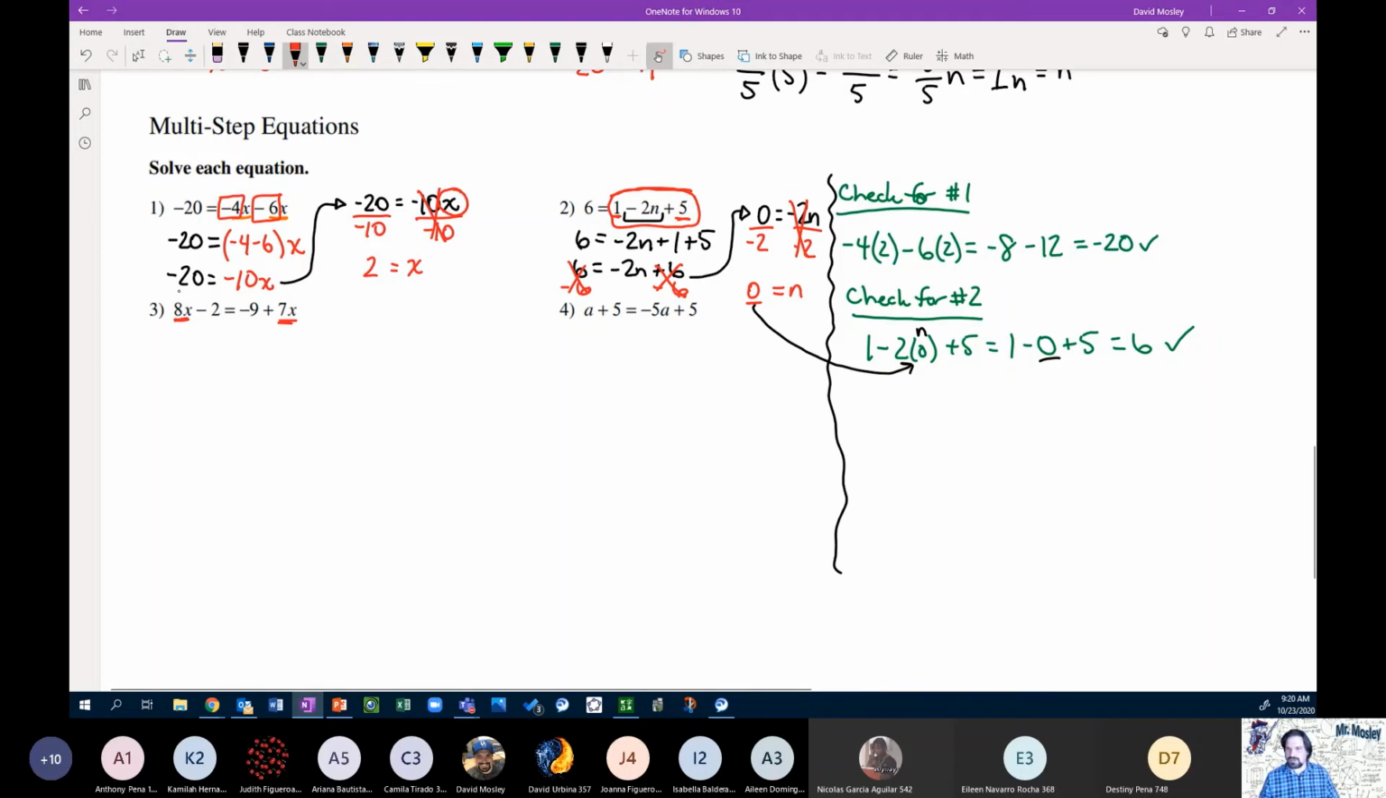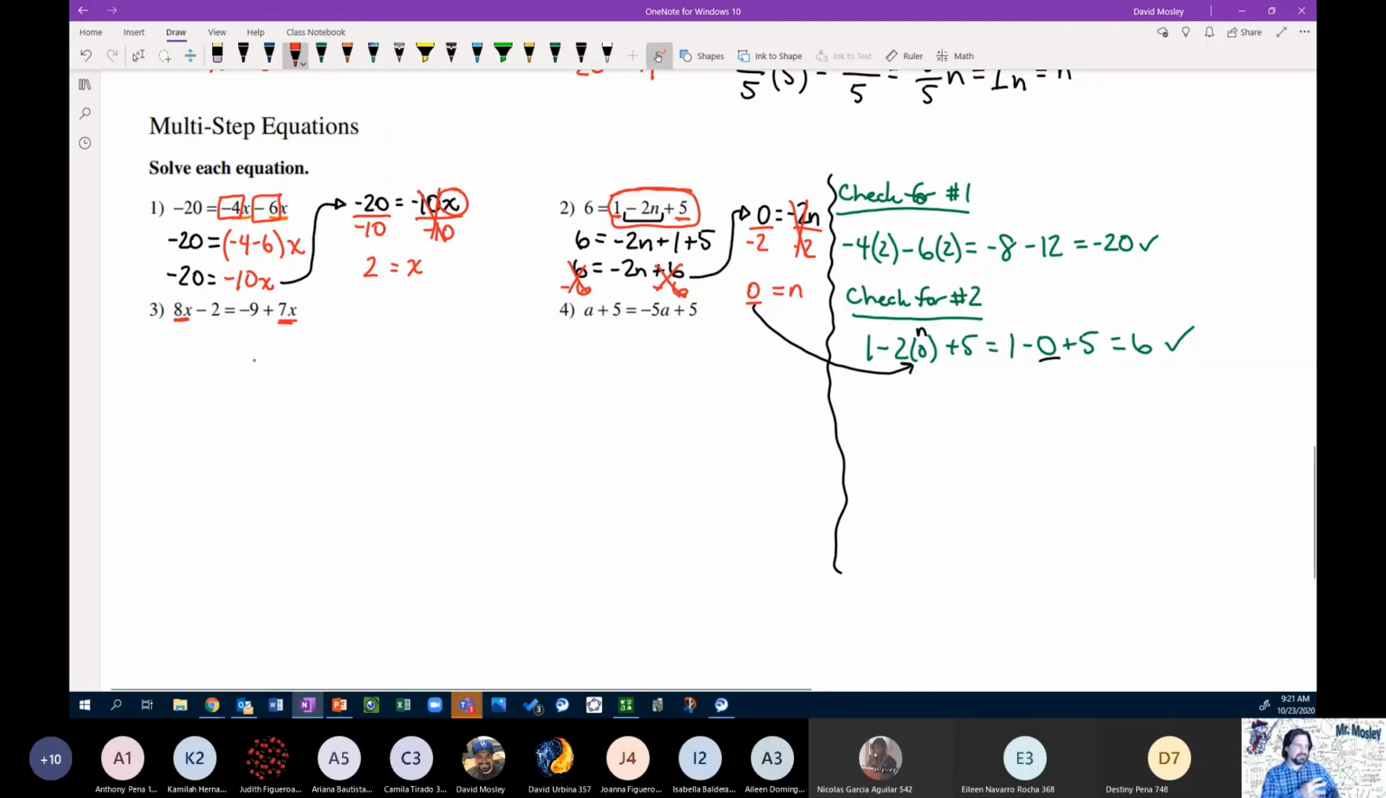Yes, exactly. So Eileen was asking in the chat, so when you check the ones with variables, you just put your answer into the variable in the equation. Yes, that's how we check. We use what's called substitution. I substitute the variable with the value I just found as a solution. And if I did everything well, I should get the expected result. In question number 2, it was 6.